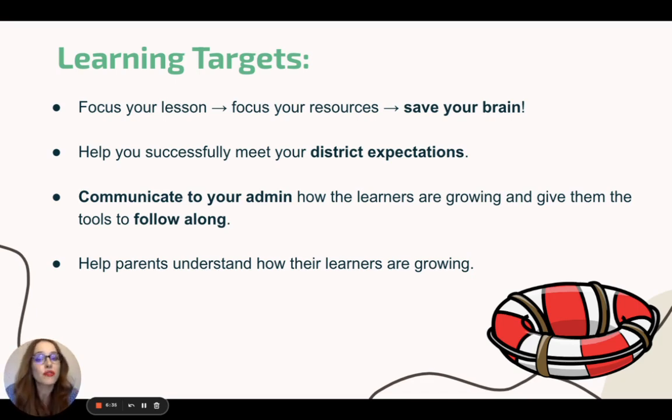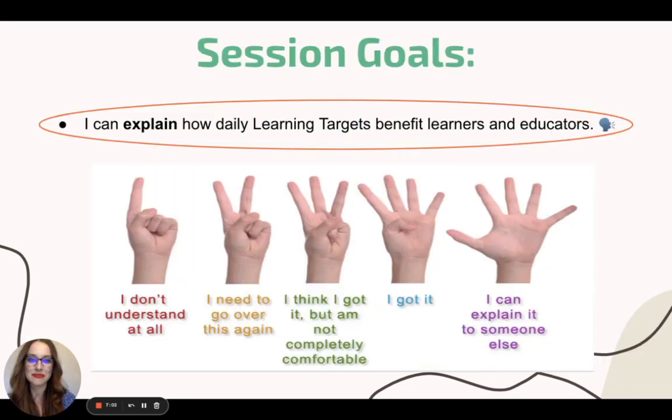Learning targets are student-friendly, so they're admin-friendly. So they quickly communicate to your admin how the learners are going, and it also gives them the tools to follow along, especially when they stop by for a lesson. And they help parents understand how their learners are growing. So it's also parent-friendly language, and they can see students can communicate exactly what they learned today. If they forget by the time they get home, at least the parents can see something in parent-friendly language to know what their students did, and they can ask them about it.